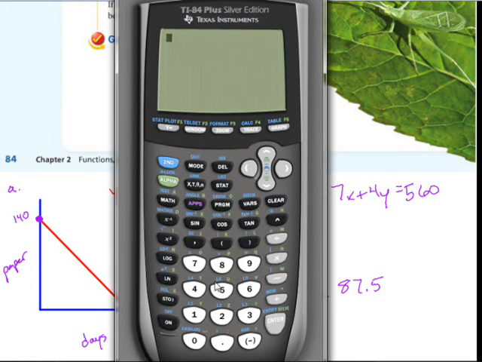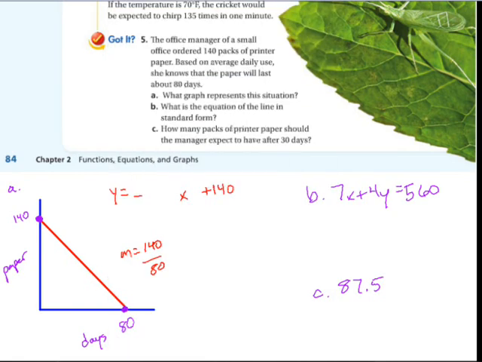So I have 140 divided by 80, and it gives me a decimal, which I don't want because it's slope. I want the fraction. So in a TI, if I hit math, enter, it changes it to a fraction for me, and there it is as 7/4.